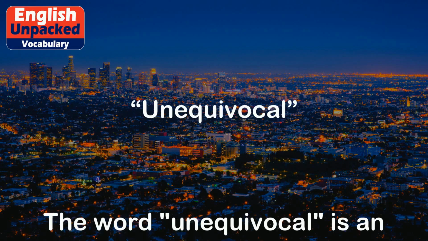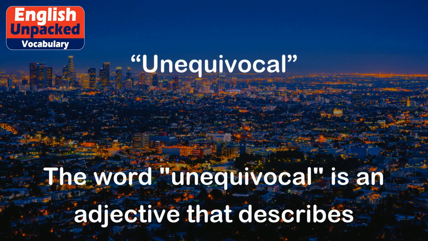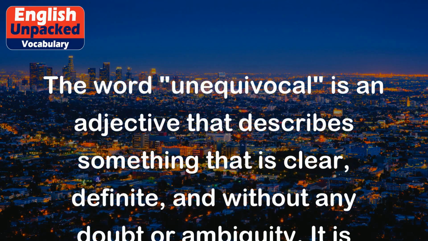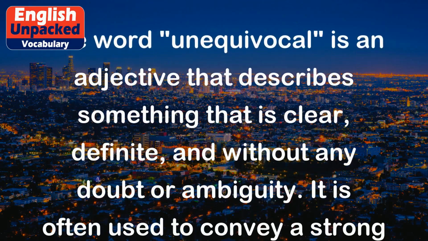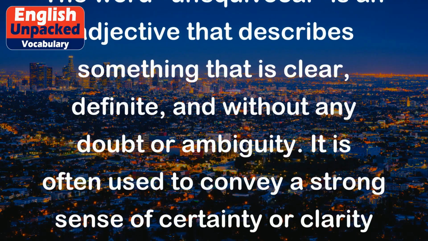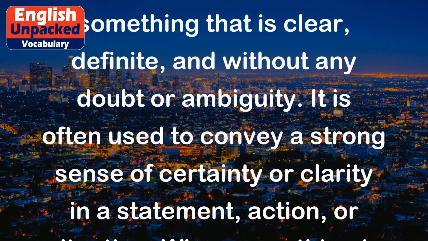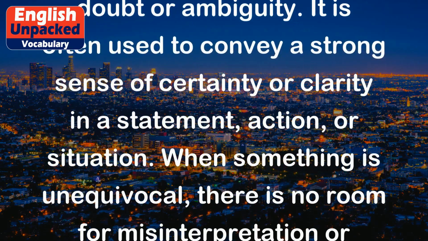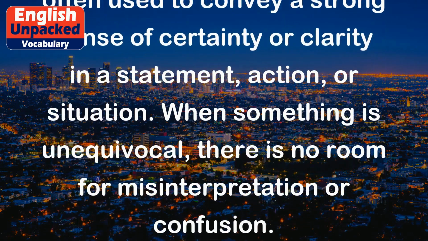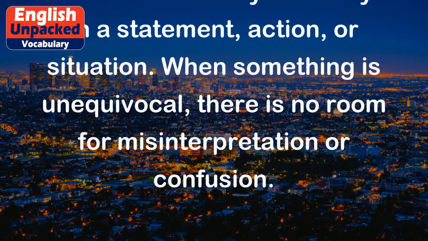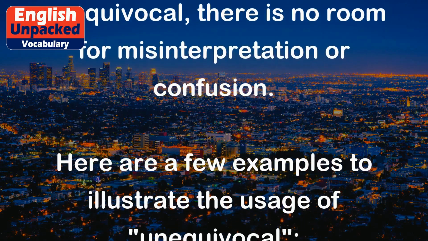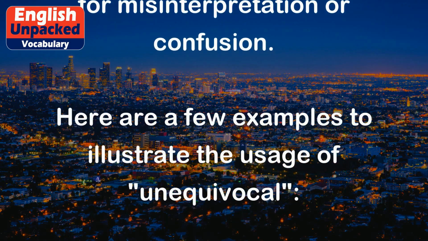Unequivocal. The word unequivocal is an adjective that describes something that is clear, definite, and without any doubt or ambiguity. It is often used to convey a strong sense of certainty or clarity in a statement, action, or situation. When something is unequivocal, there is no room for misinterpretation or confusion. Here are a few examples to illustrate the usage of unequivocal.